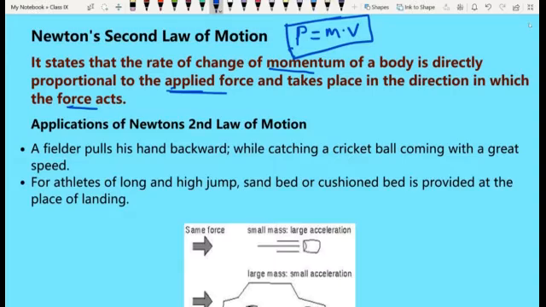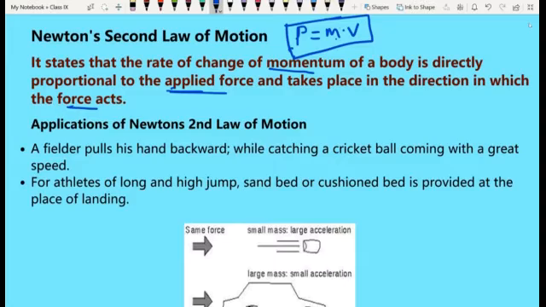So P is nothing but m into v, mass into velocity. If the mass of any object is greater, the momentum will also be more, and similarly for the velocity. So momentum is nothing but mass into velocity.